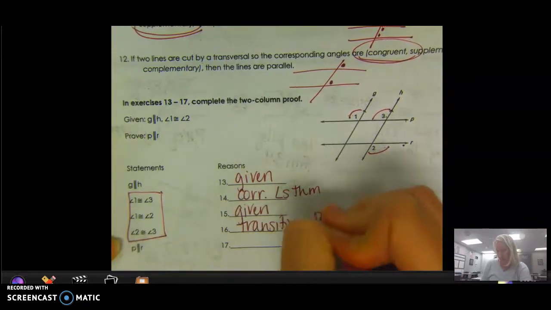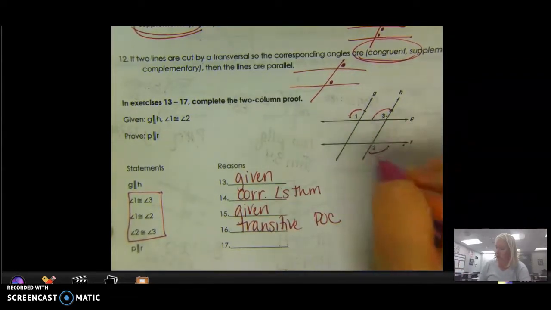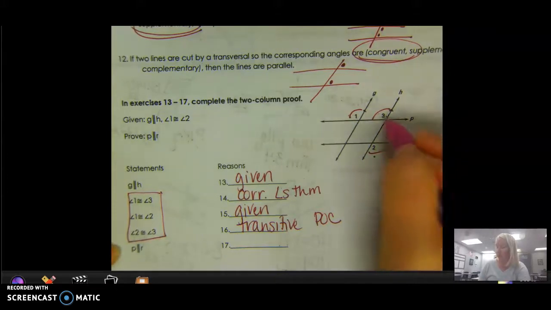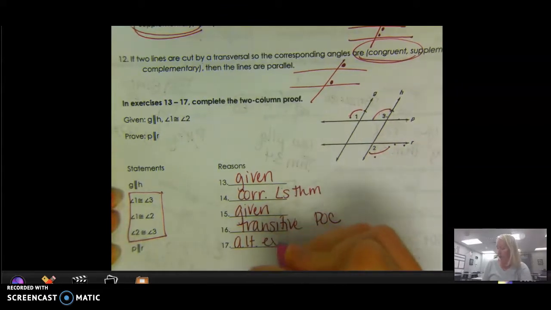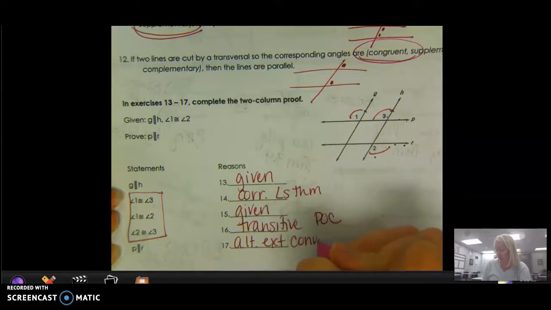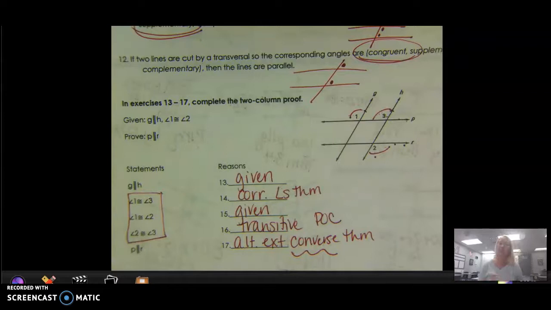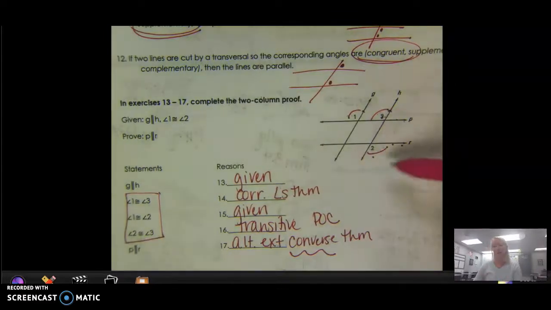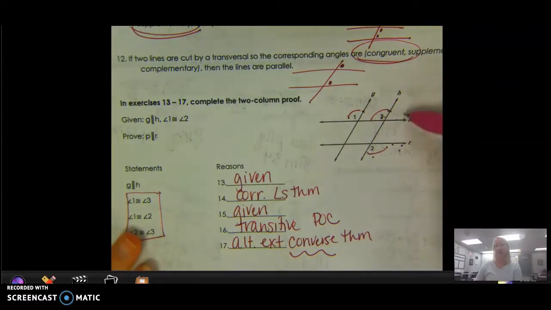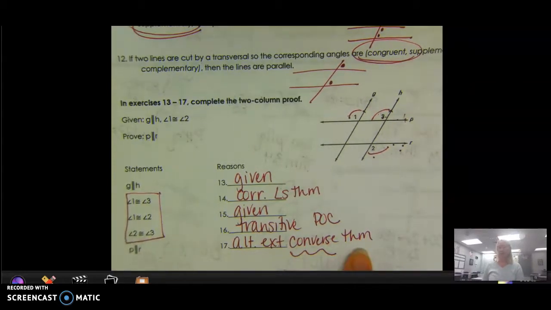In this case, it's POC. Since 2 is congruent to 3, that makes this line parallel to this line. That would be a theorem that we learned today. Those are alternate exterior, so that is alternate exterior converse theorem. Now it's converse, and that's very important because if you just put alternate exterior theorem, that would be incorrect. It's the converse because I know that the angles are congruent. Therefore, the lines are then parallel. Okay? So since we proved the lines are parallel, it is the converse of that.